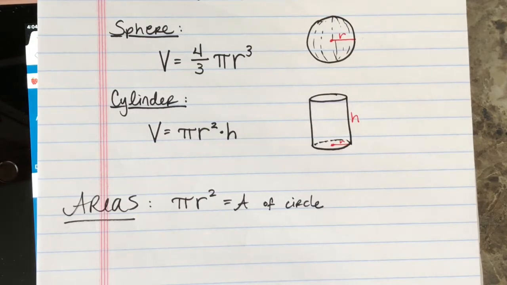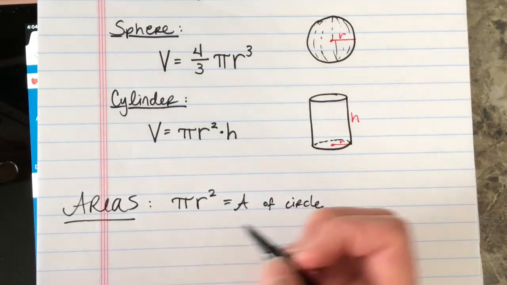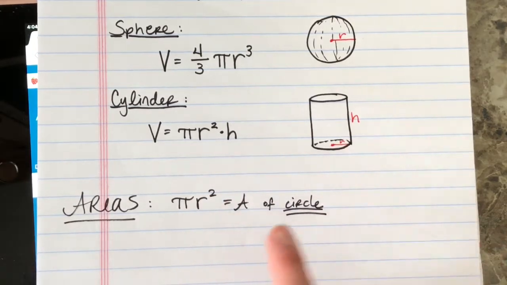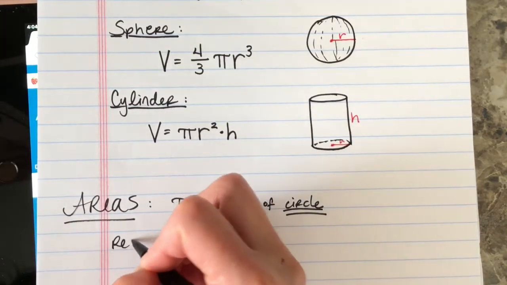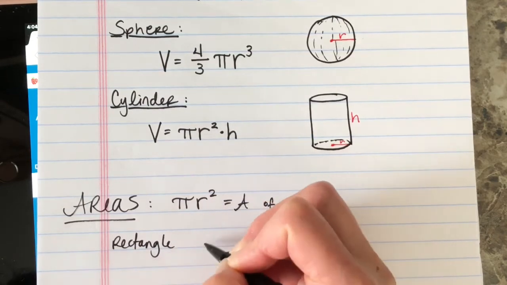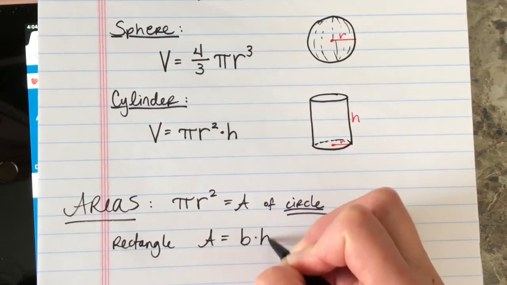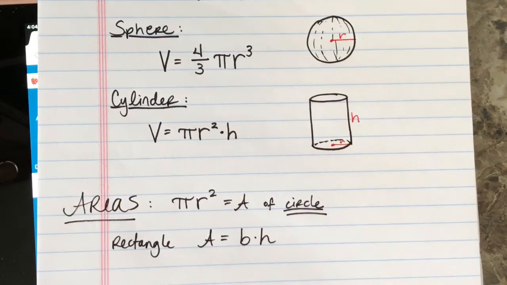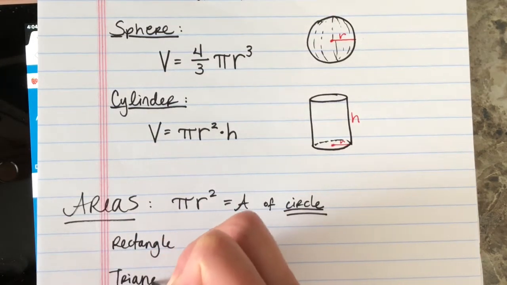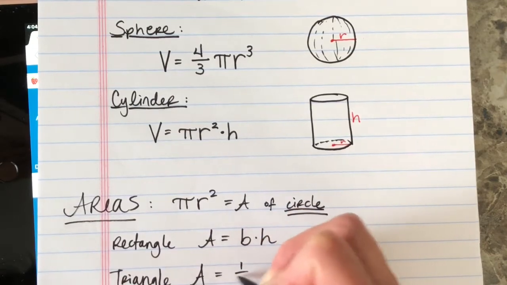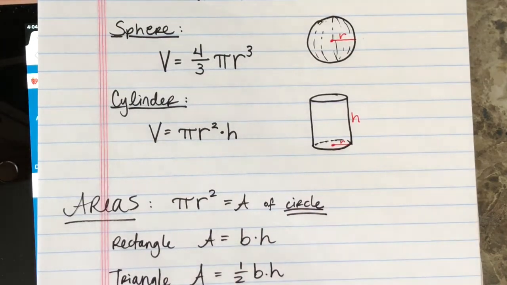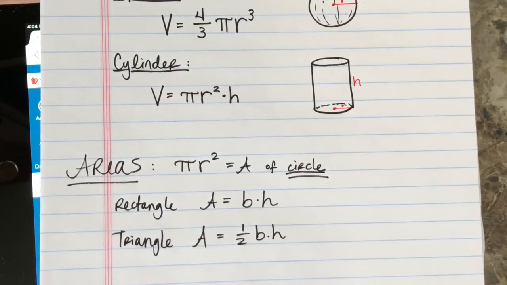Okay, so that's the area of a circle. We also need to remind ourselves how to find the area of a rectangle. Rectangle area equals base times height, or length times width, or one dimension by the other. All right, circle, rectangle, and triangle. Triangle area equals 1/2 base times height, because a triangle is a rectangle that's been sliced diagonally. Poof. So there are your areas.